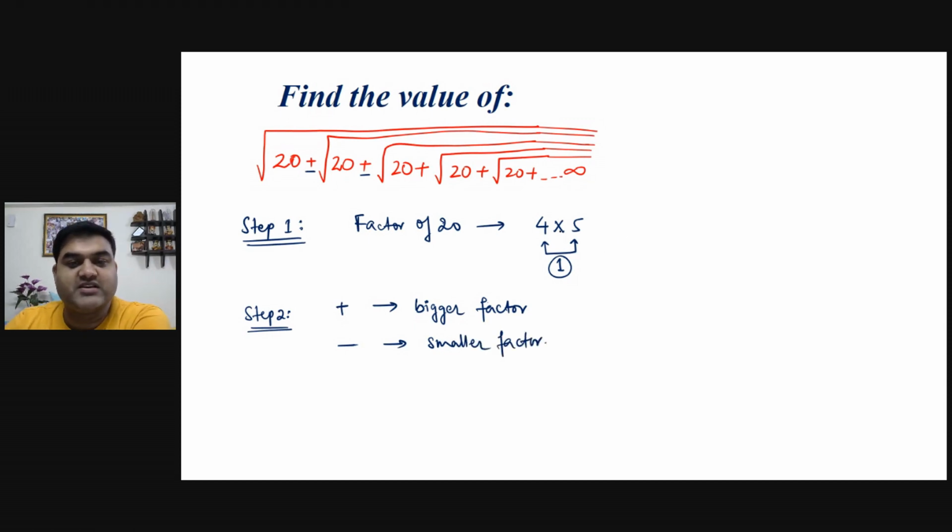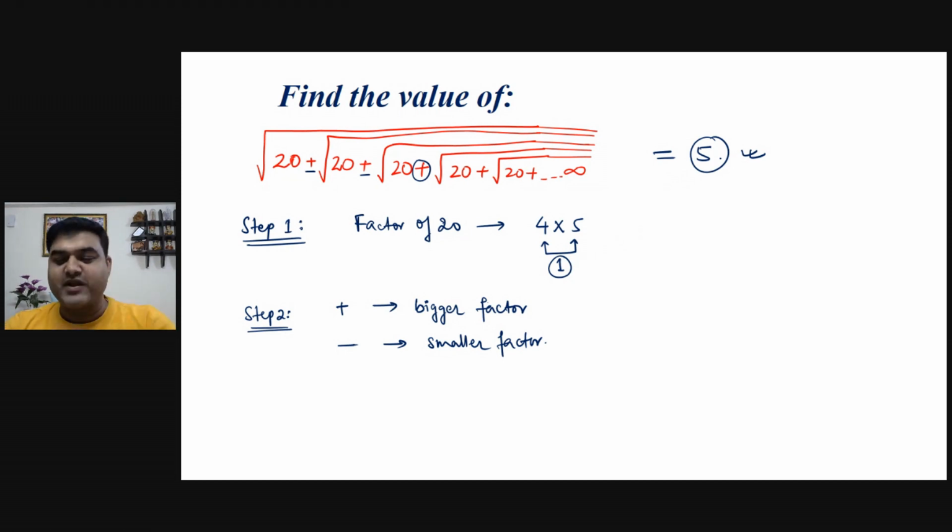So in this case, this can be written as 4 into 5 as factors, right? Having plus here, everywhere plus is there. So our answer will be 5. So this is equal to 5. Got the answer? Yes, we have got the answer of this.